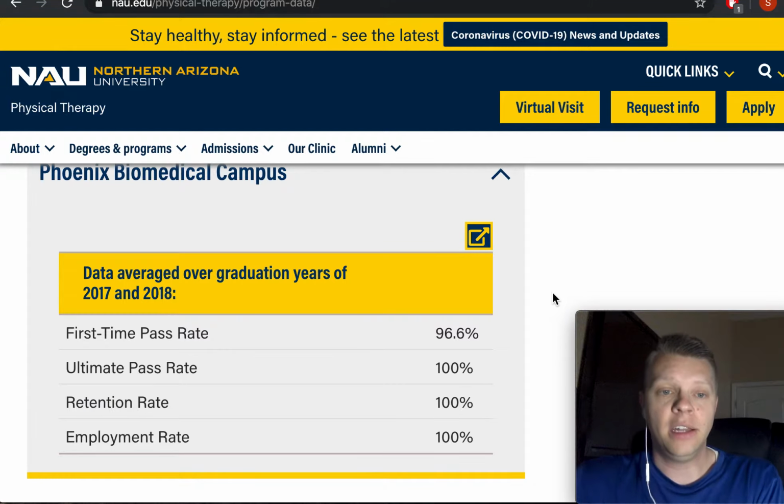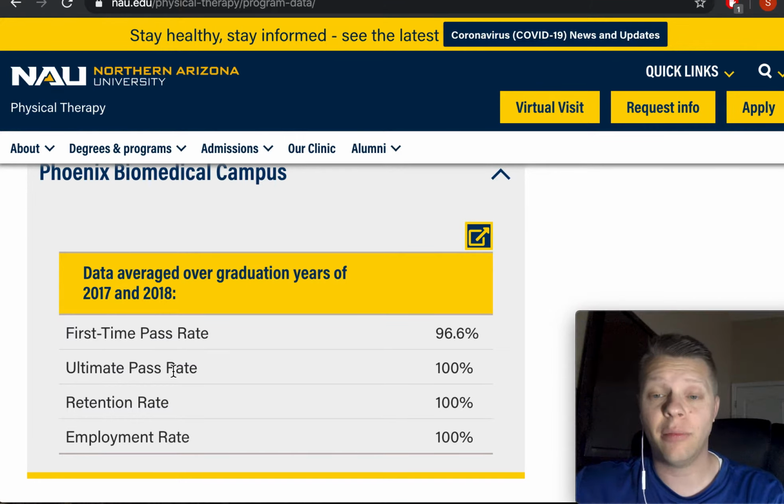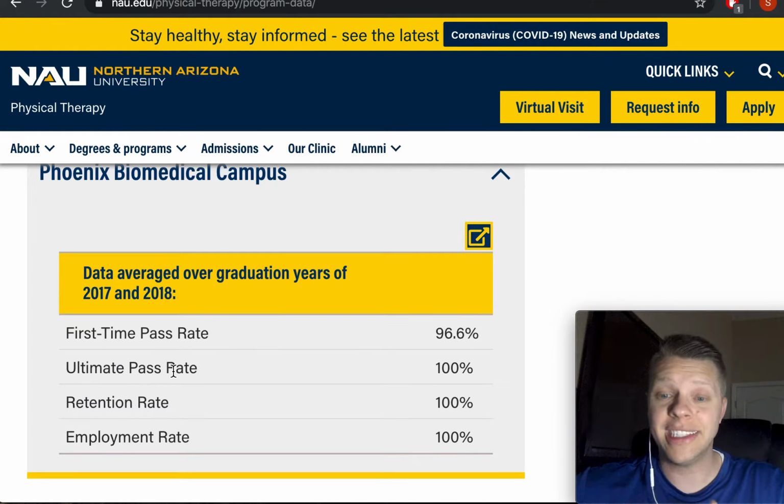Okay, so their first time pass rate. NAU is awesome because they publish it right on their website, and most reputable programs who have a good track record are going to publish their first time pass rate or make it very easily accessible to you. So for this one, what you're looking at is first time versus ultimate pass rate. What's the difference? First time pass rate is you take the test one time. How many of your students take the NPTE one time and pass it?